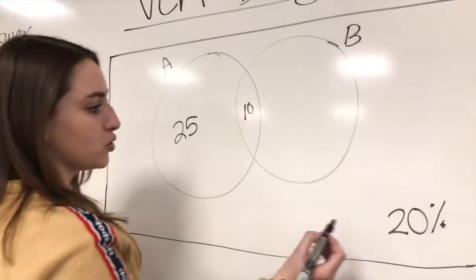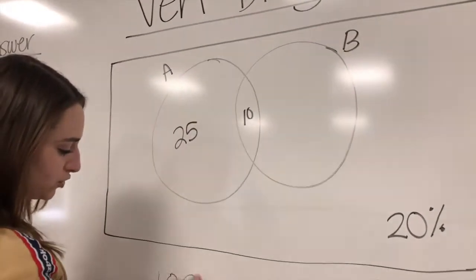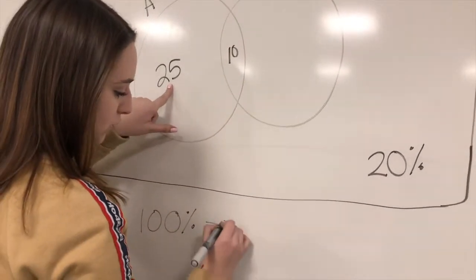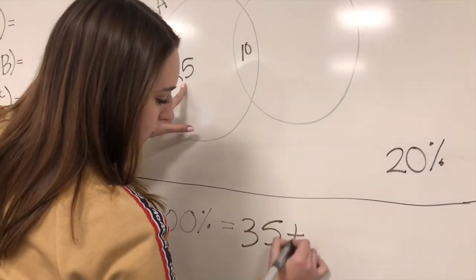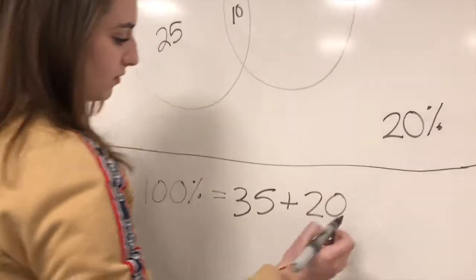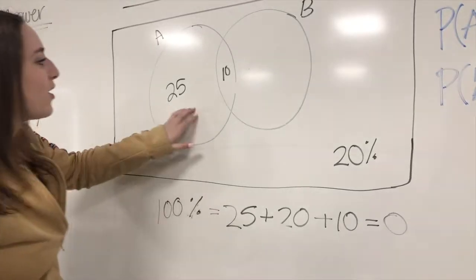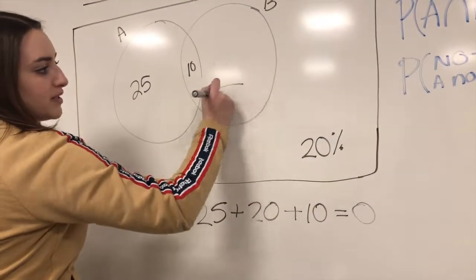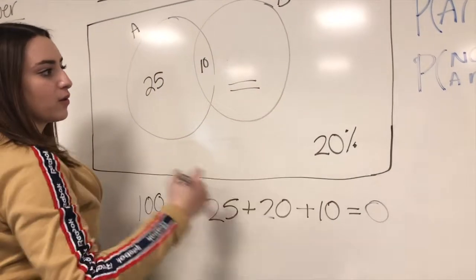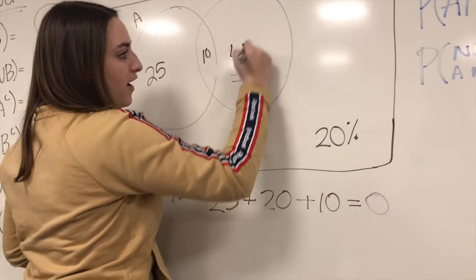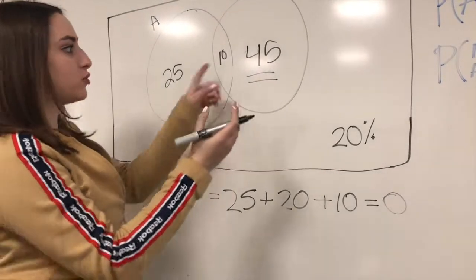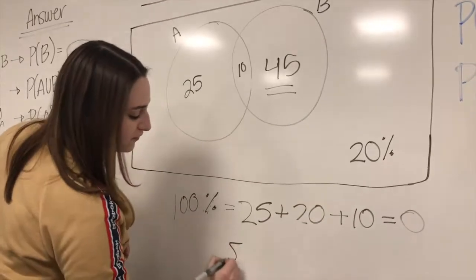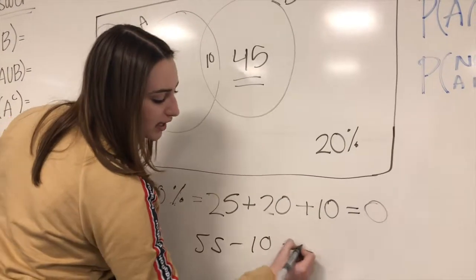So first, we want to know that this is going to be 100%. And we know that we have 25% over here, which is 35, plus 20, plus 10. So now we're going to place all of the numbers over here, and we're going to find out what is the value that we're missing here. So if we subtract everything that we have here, we are going to get a 45. You would get a 55, but you have to subtract 10% out of the final. So you would have 55 minus 10, you're going to get a 45.